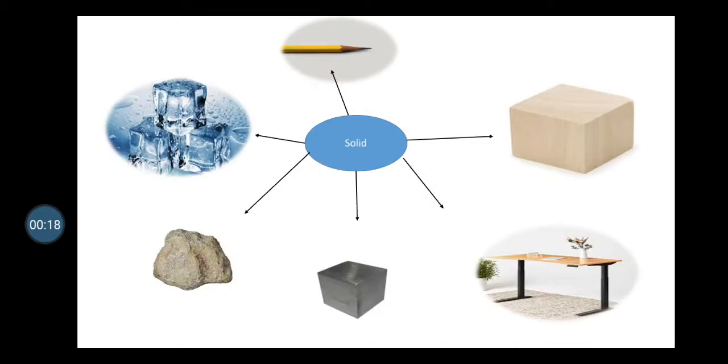Okay. So the first is the solid state. It's like ice, which is hard and does not flow. We have different examples of a solid state, like the ice, like the wood, like the desk, like the piece of metal or iron, like the rock, like a pencil.